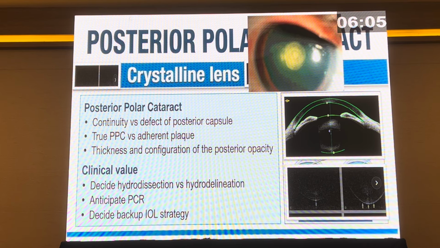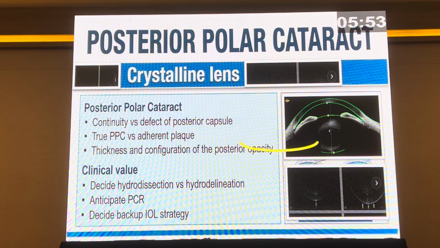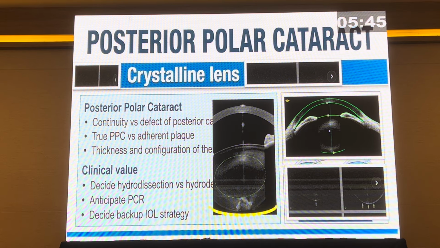Coming over to the crystalline lens application, it is mainly useful in posterior polar cataracts like this. Why? In order to assess the continuity of the posterior capsule. That is where the arrows show whether the capsule is continuously progressing all along, to differentiate it from an adherent plaque. If it's continuous, I'm rest assured we can have a good surgery. But if you have a posterior capsule like this, then I have to decide upon removing hydrodissection from my steps. I can do a safe hydrodelineation. There are various steps to manage a posterior polar cataract. We will have to anticipate a PCR and have a backup plan for the IOL.